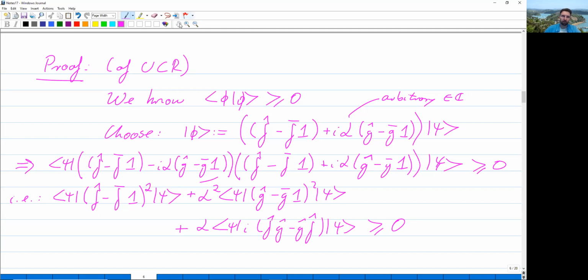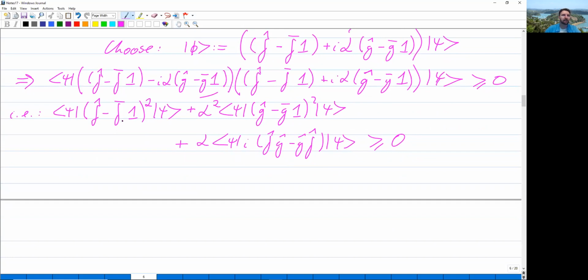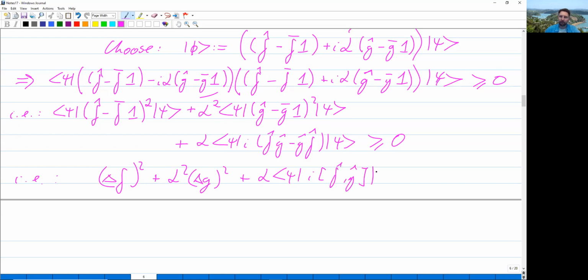Okay, so we recognize here that we have the uncertainty, the variance in f, and here we have the variance in g. So, i.e., we have that the variance in f squared plus alpha squared, the variance in g squared plus alpha psi i commutator of f hat and g hat, and then psi larger or equal to 0.